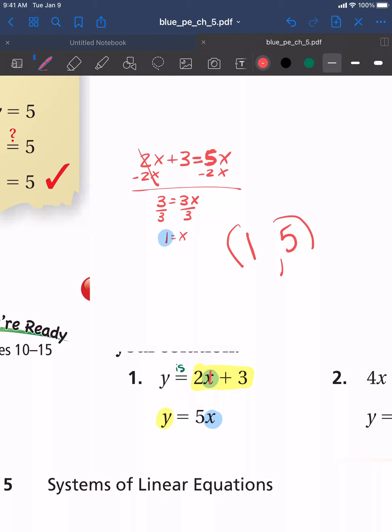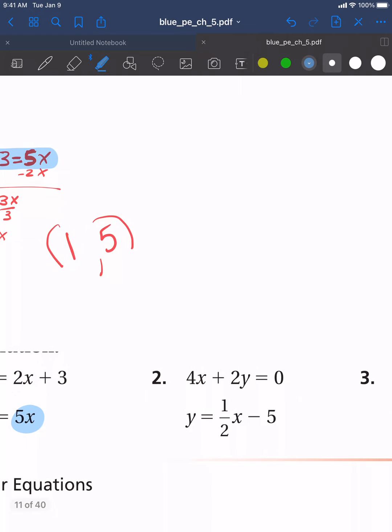If I had done the bottom one first, do you mean if I had plugged in 5x for the y up top? No, I mean if we were to have started with the bottom. You mean if I said y is this, plug it in for y? It would have been the exact same equation, just backwards: 5x equals 2x plus 3. That's a good question.